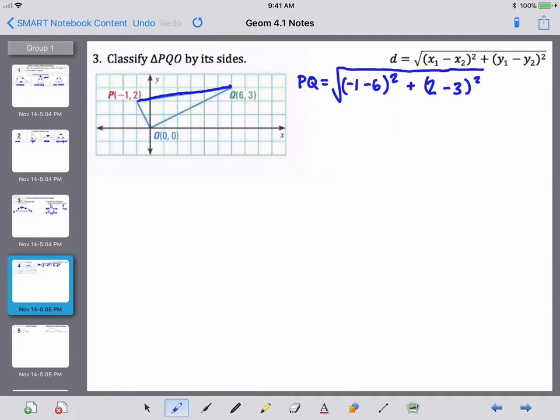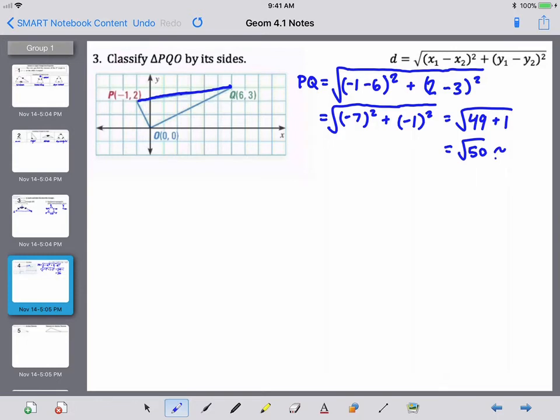If we simplify that a little bit, -1 minus 6 is -7, squared. 2 minus 3 is -1, squared. Don't forget, we're going to take the square root of that entire thing. So -7 squared is -7 times -7, which is 49. -1 squared is -1 times -1, which is 1. Then we take the square root of that. The square root of 50, if you plug that into a calculator, gives you approximately 7.1.